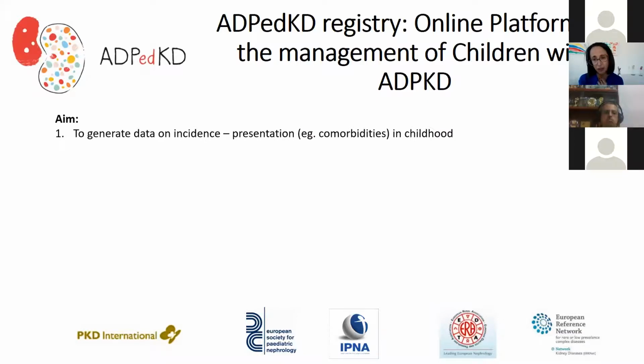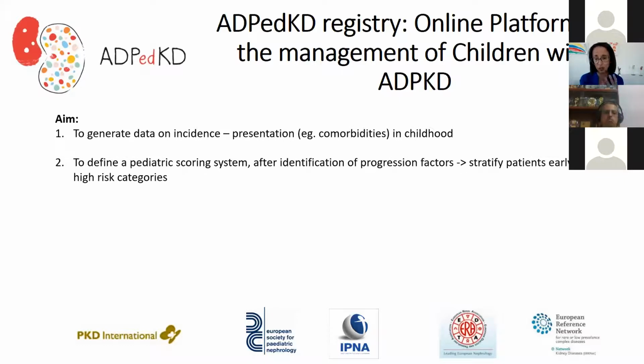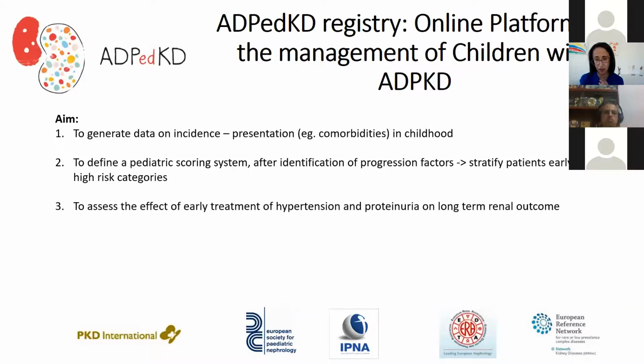Now the aim is actually to be worldwide. And the aim was to generate data on the incidence and the presentation, to define a pediatric scoring system, because it will be very challenging for us when there is effective treatment in AD-PKD, that we need to select and stratify patients who need to be treated and who are at high risk. Because if you have children from families with a PKD2 or with a GANAB with a very slow disease, with a risk of end-stage kidney disease at the age of 80 years, we don't have to bother them. And there I think I totally agree.